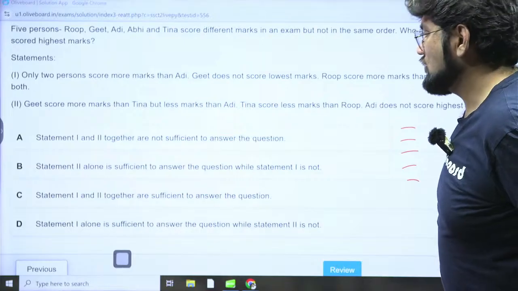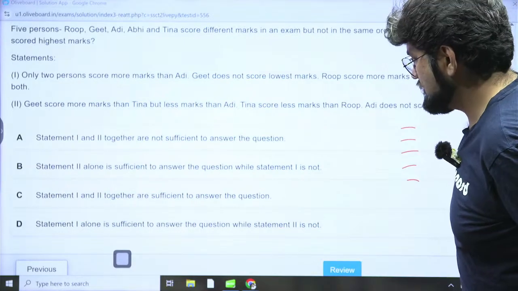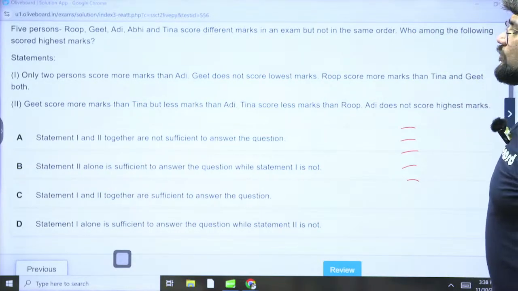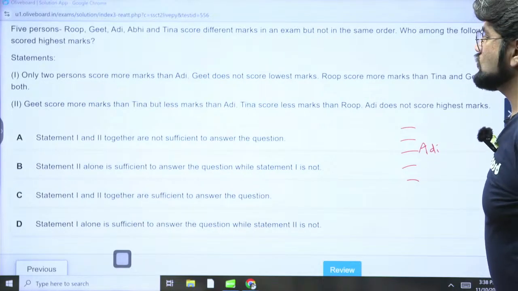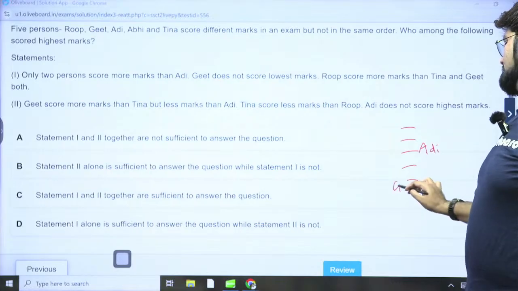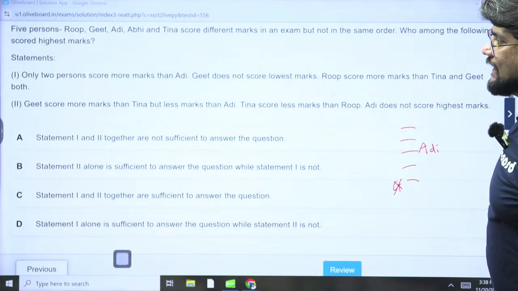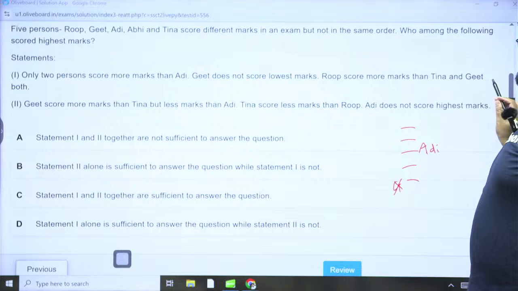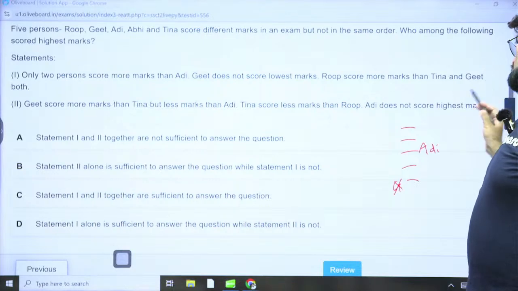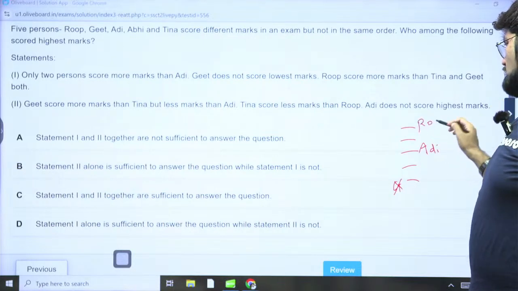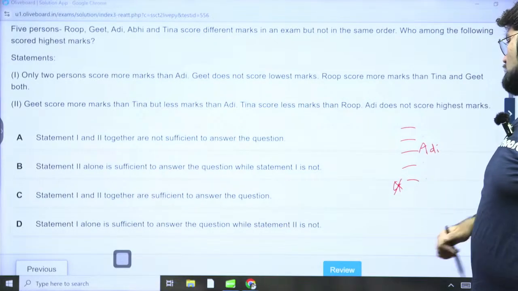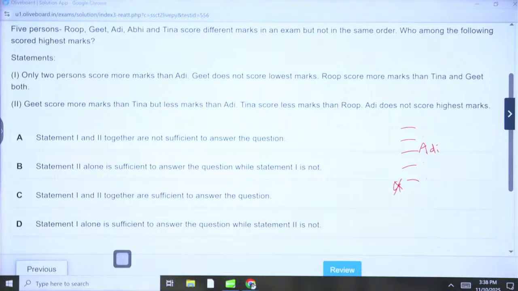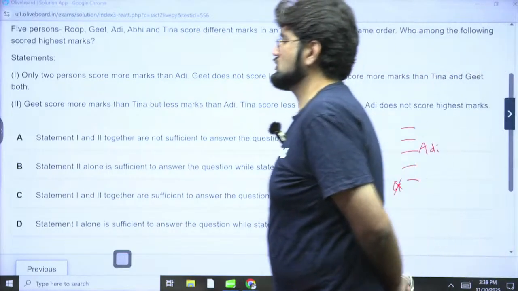1 and 2 together are not sufficient. 2 alone is sufficient. 1 and 2 together are sufficient. 1 alone is sufficient. Perfect. Look at 1 alone: 2 persons score more marks than Adi. Geet does not score lowest marks. Roop scores more than Tina and Geet both. So it has to be Roop here? No, not necessarily. Geet can be here, Tina can be here, Roop can be here also. So we have two cases possible, and that's not going to tell us who has scored the highest marks. So 1 alone is not sufficient.